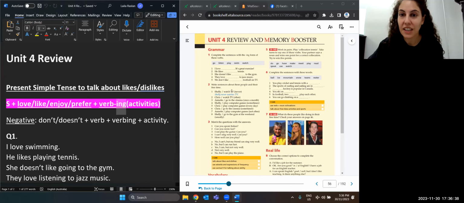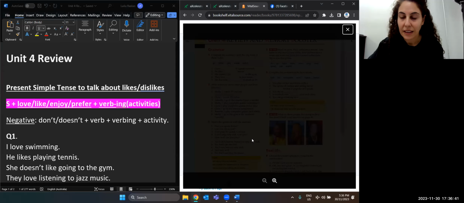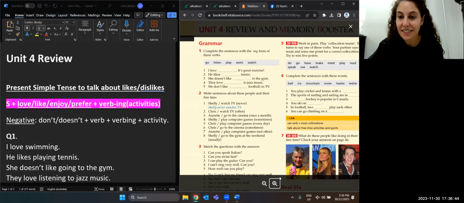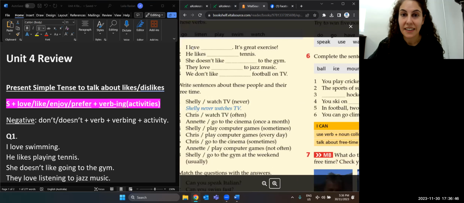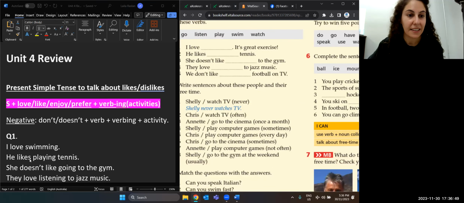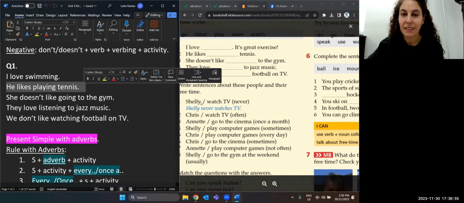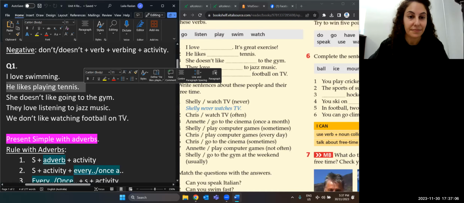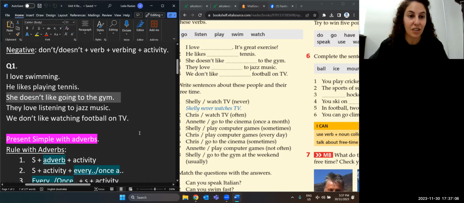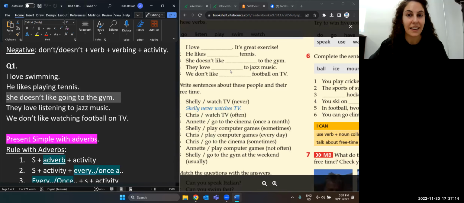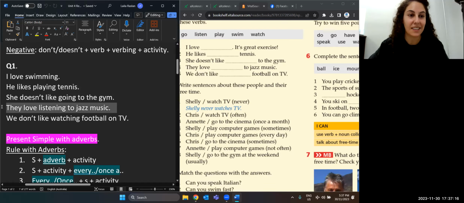Number two, he likes playing tennis. Yeah, he likes playing tennis. She doesn't. Now, this is a negative. She doesn't like, because we know we use doesn't for he, she, it. She doesn't like going to the gym. They love listening to jazz music.